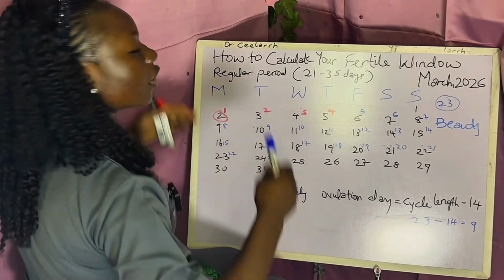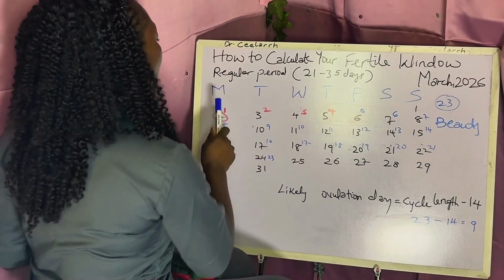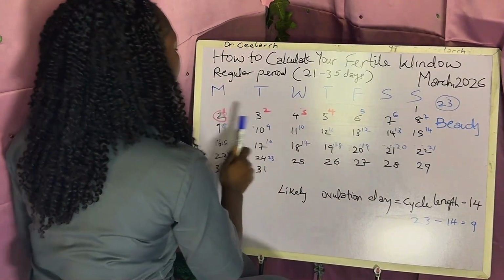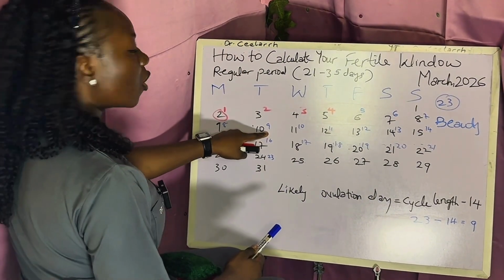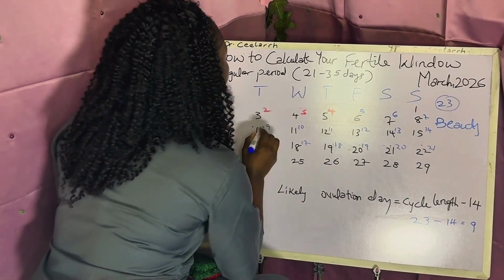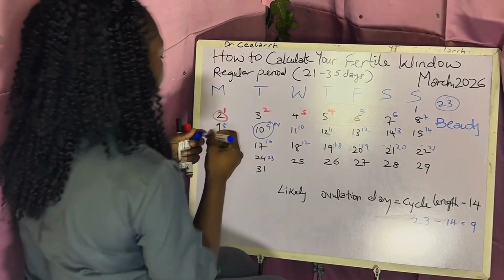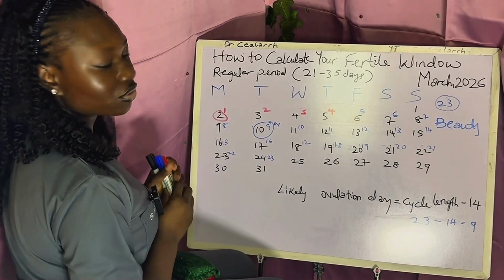So let's count and see, when is the 9th day of her cycle? 1, 2, 3, 4, 5, 6, 7, 8, 9. Actually, this is the day 9 of her cycle. So she's likely to ovulate on this particular day of her menstrual cycle.